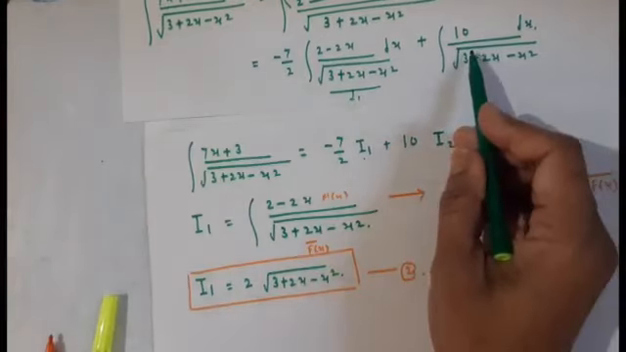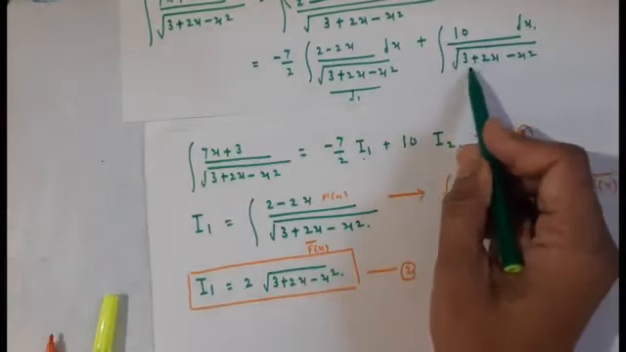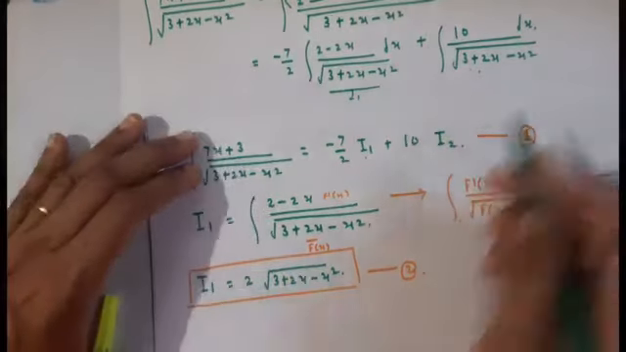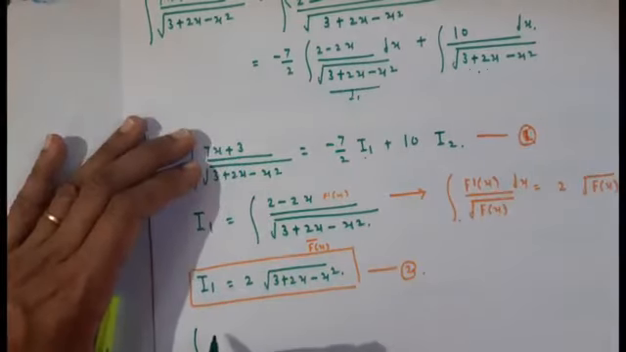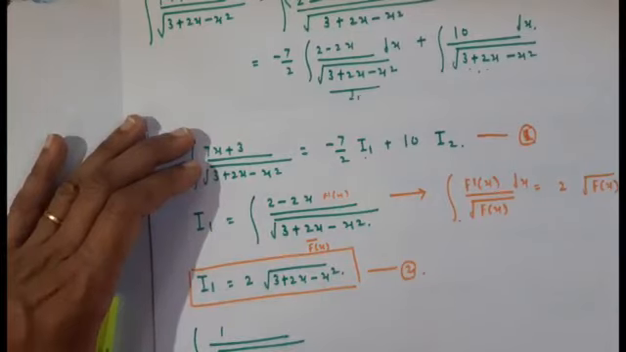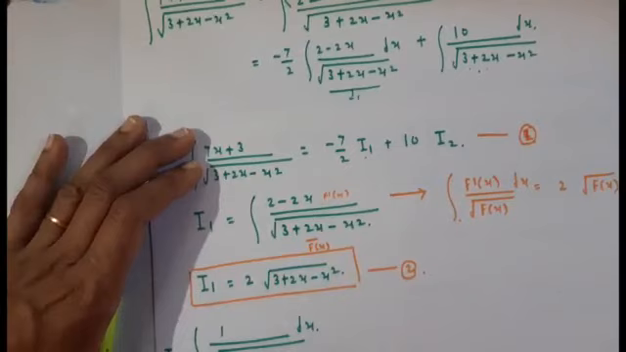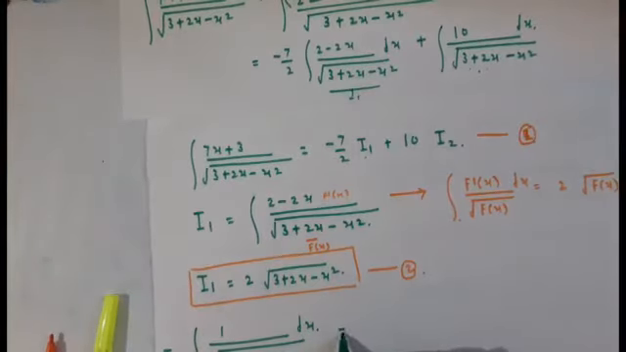I2 is the integration of 1 upon square root of 3 plus 2x minus x square with respect to x. This is one of the special types of integral. Convert it into proper form and then we will find out.